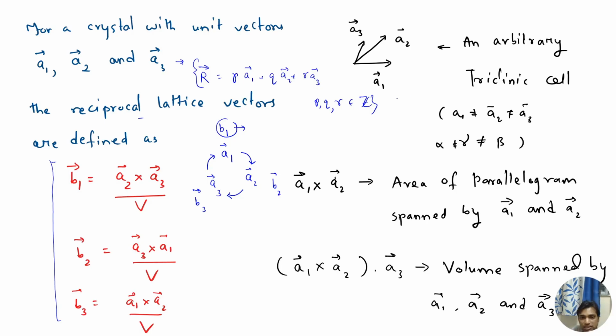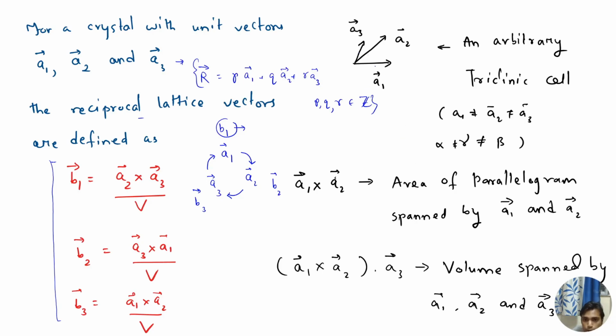Now let us see what this physically signifies. Here is a triclinic cell. What I mean by triclinic is that the magnitude of a1 need not be equal to a2, need not be equal to a3, and the angles between them, the angle between a1 and a2, between a2 and a3, and between a3 and a1, need not be the same, or perpendicular to each other.